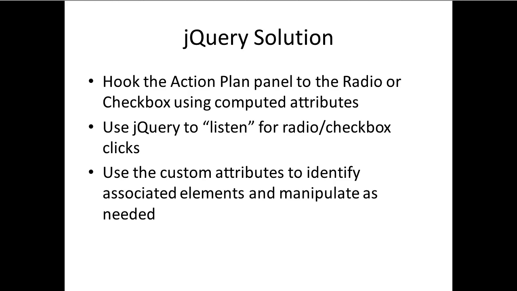And then we attached a little listener to those radios and checkboxes. We listen for clicks. When you click the radio or the checkbox, we basically read that attribute value. That attribute value has the client-side ID of the panel that we're supposed to show and hide, and after that it's just two or three lines of jQuery code. So that's how it's put together. Let's take a look at the actual code.